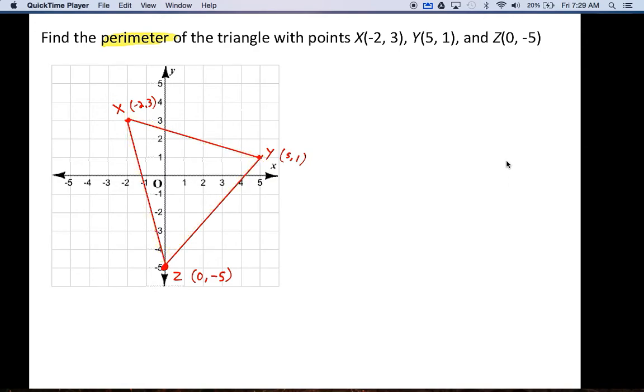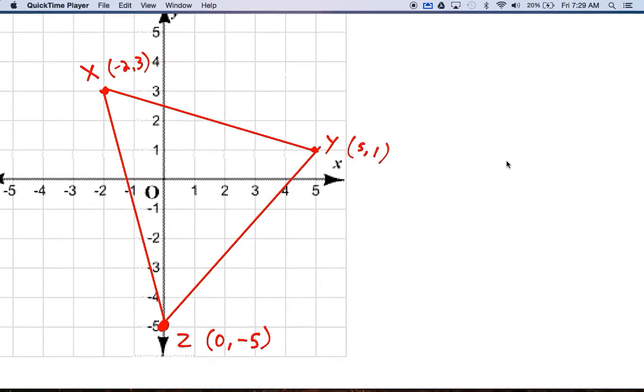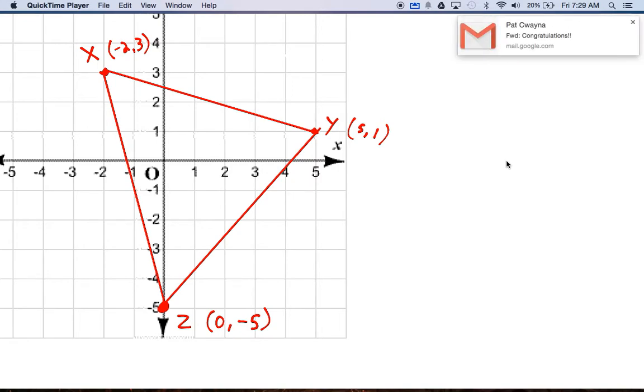Now we just learned two different ways to do this problem. The first would be the distance formula. You could use the distance formula with this point and that point, add that to the distance formula with this point and that point, and then use the distance formula a third time and add all three of your answers together. You can just plug them all into the distance formula. I personally like the Pythagorean theorem method, so I'll be using that method to do it.